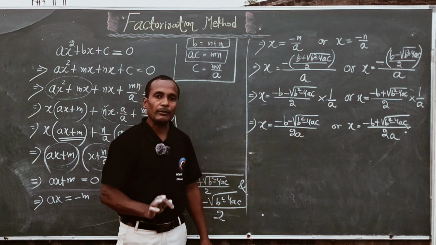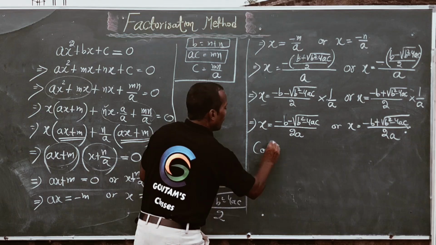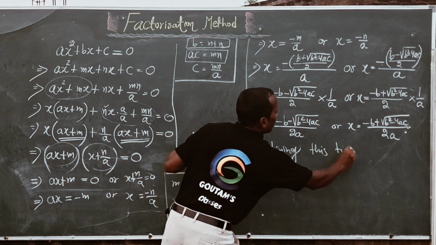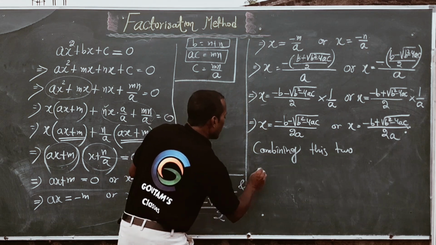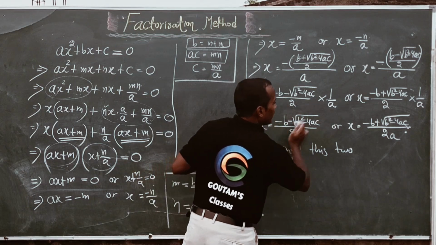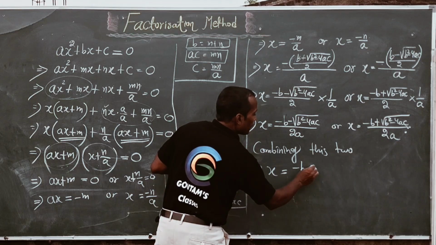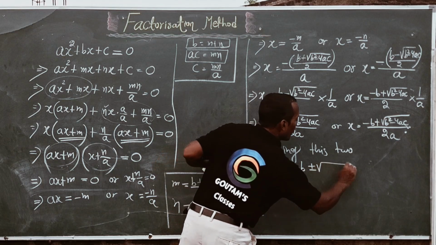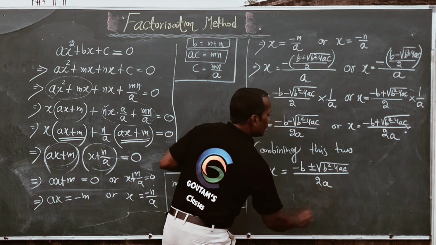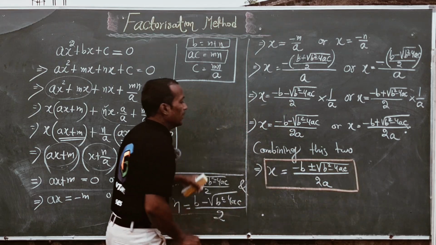We have this from our quadratic formula. This is alpha, this is beta. Combining these two, we can say x equals minus b. See, exactly these two parts are same except minus and plus. I can use them like this. x is equal to minus b plus minus root b square minus 4ac by 2a.